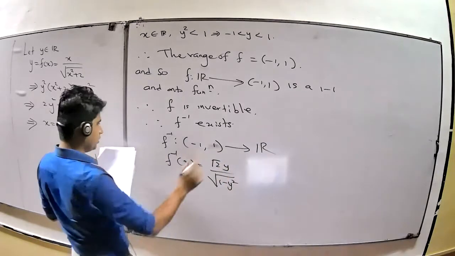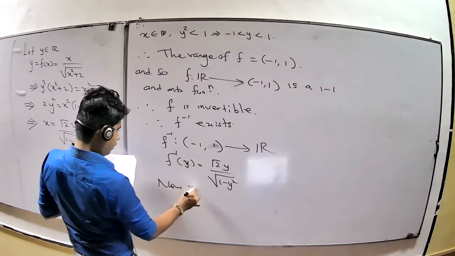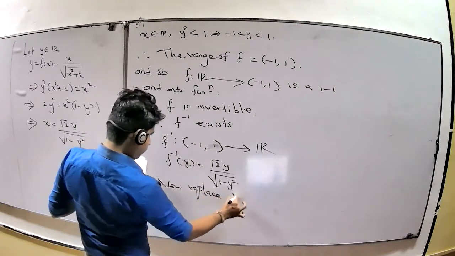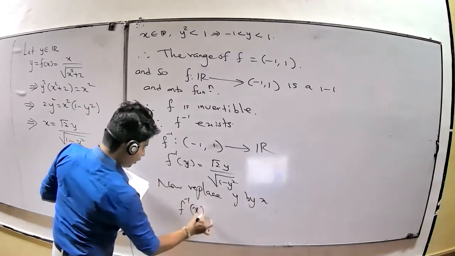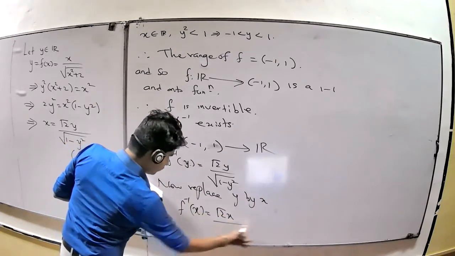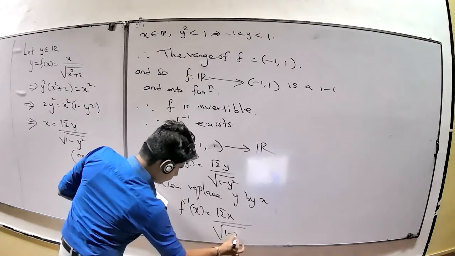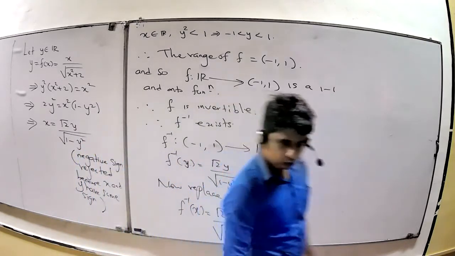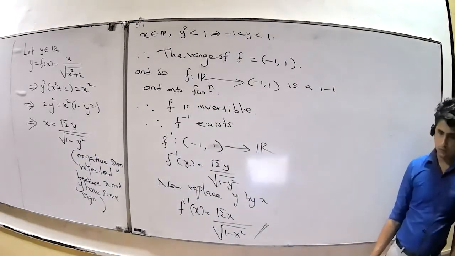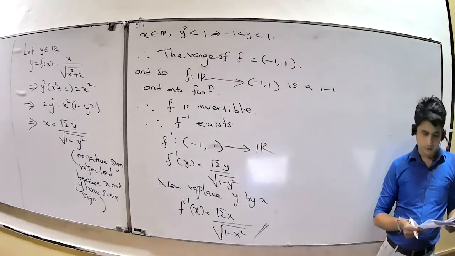Now replace y by x. You can replace y by x, then you get the inverse mapping f inverse x equals root 2x over square root of 1 minus x square. It is your inverse mapping. Root 2x over square root of 1 minus x square.